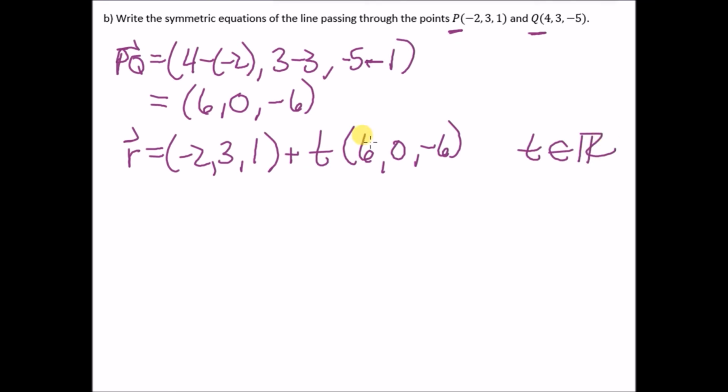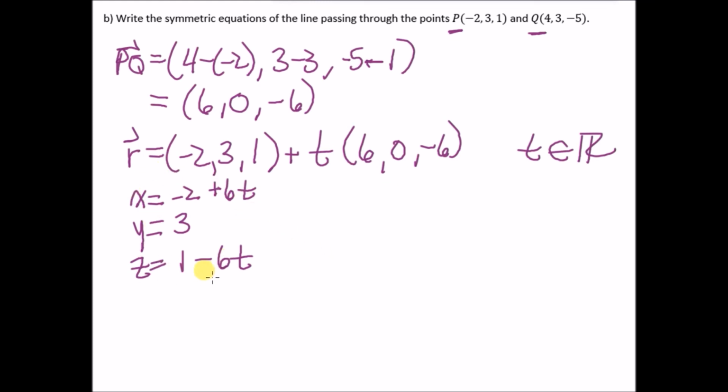Okay, from here, make your parametric equations. So we can put x equals, y equals, and z equals. And we put negative 2, 3, 1 down, and then plus 6t. The second one's not going to have any t's. You can put plus 0t if you need to see that, but I'm not going to do it. And then the last one's minus 6t.